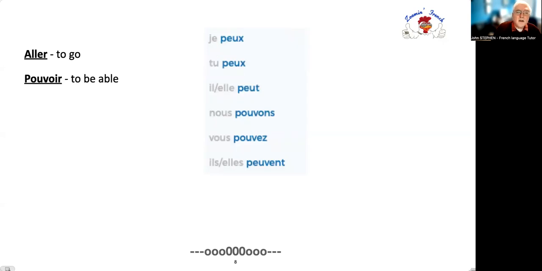Let's look at the verb pouvoir. Now, we did look at vouloir, didn't we? And this is pouvoir, to be able. So, je peux, tu peux, il peut, nous pouvons, vous pouvez, ils, elles peuvent. So again, you'll see similarities with what we did with vouloir. You've got the X, the T, je peux, tu peux, il peut.